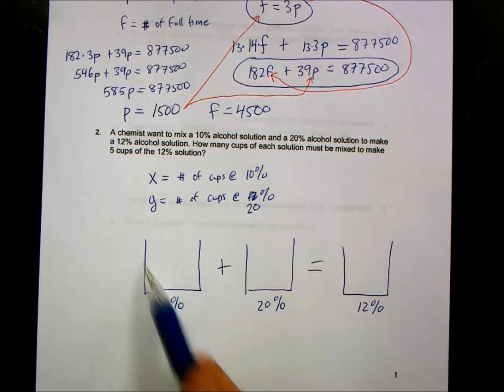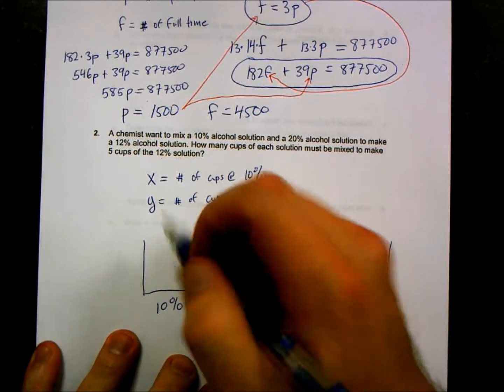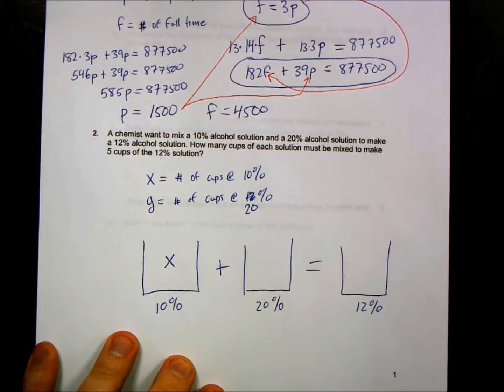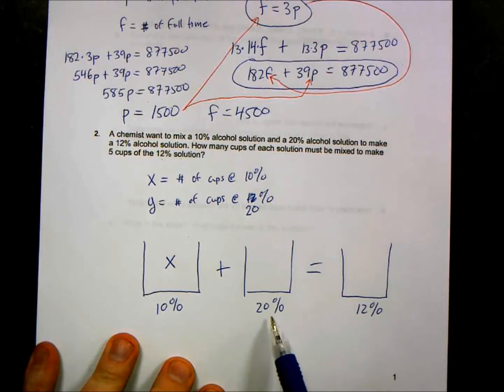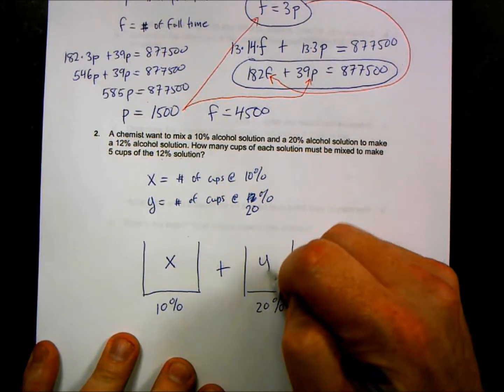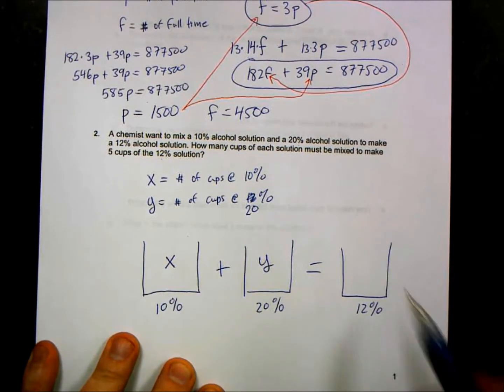How much stuff am I starting with in my beaker that has 10% solution in it? We don't know. But we gave it a name, didn't we? What did we call it? X. I don't know how much is in there. We called it X. How much of my 20% solution do I have? We don't know that either. We called it Y.